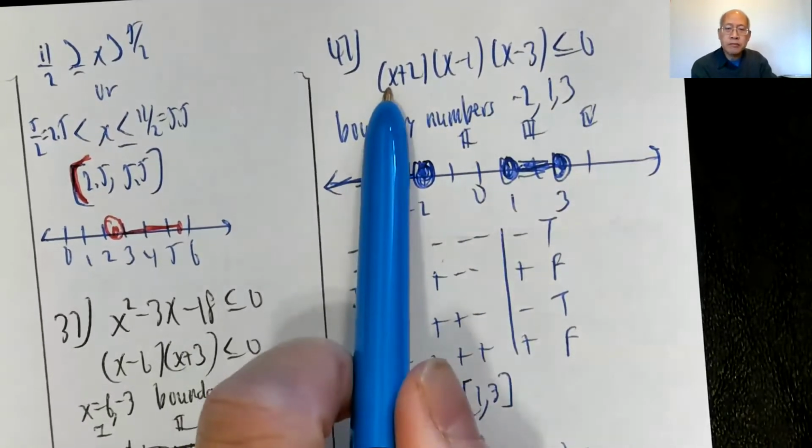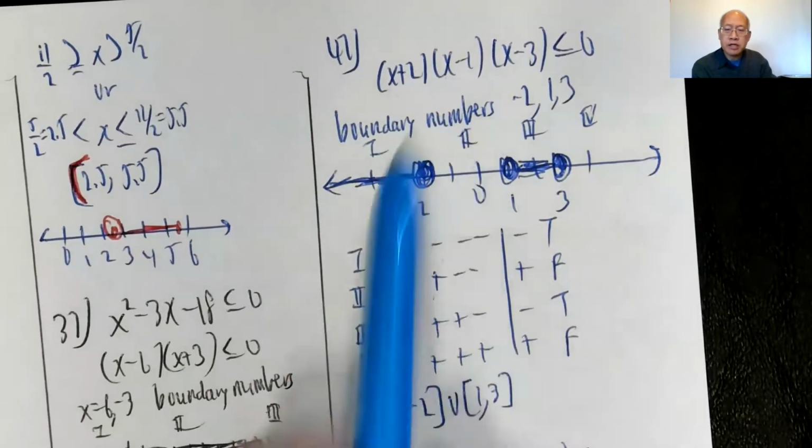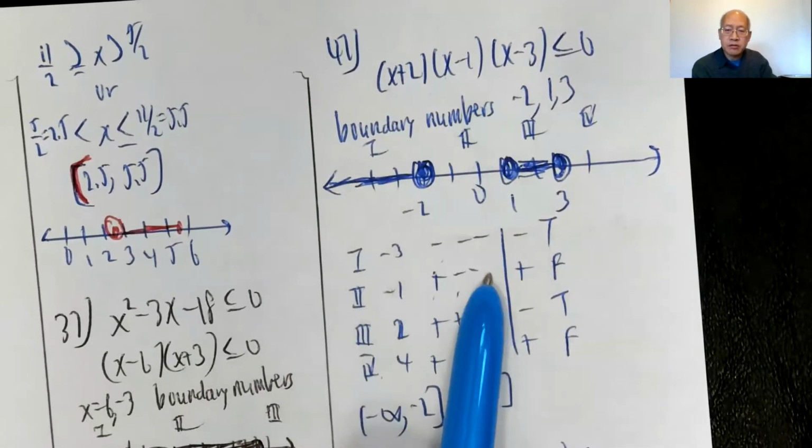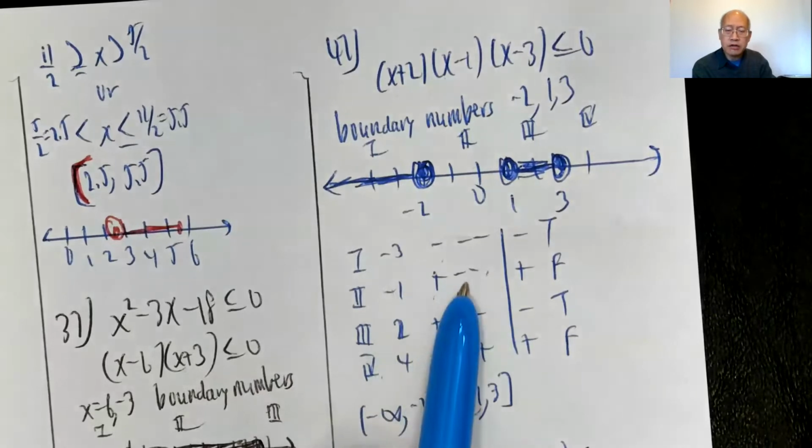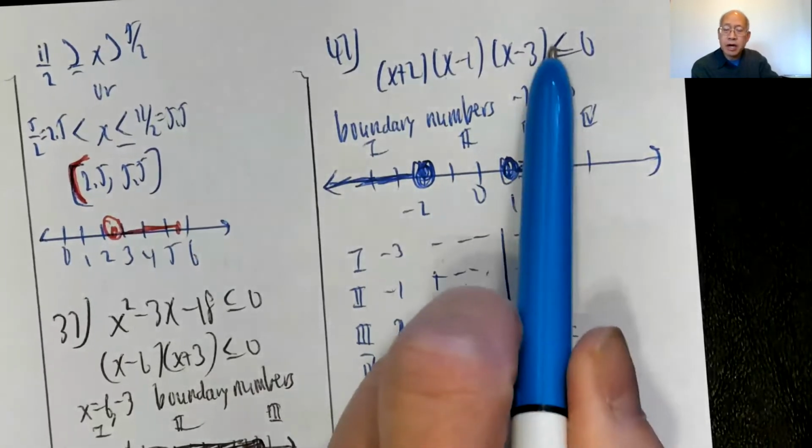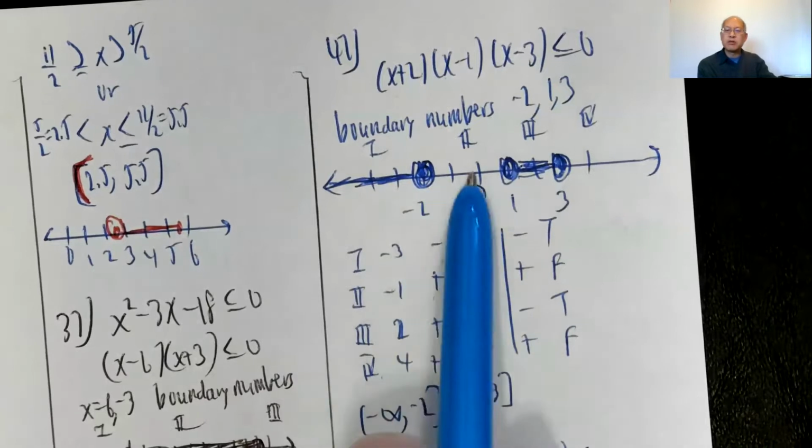Region 2, negative 1 plus 2, positive. Negative 1 minus 1, negative. Negative 1 minus 3, negative. A positive and 2 negatives, multiply them up, you get a positive. Is a positive less than or equal to 0? No, that's false. Do not shade in region 2.